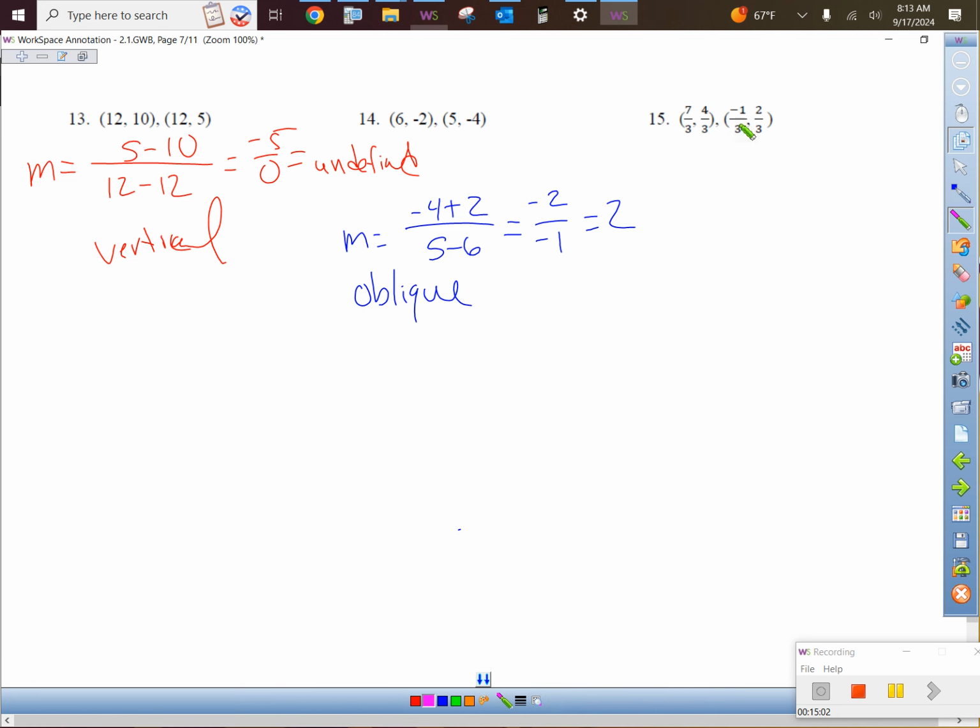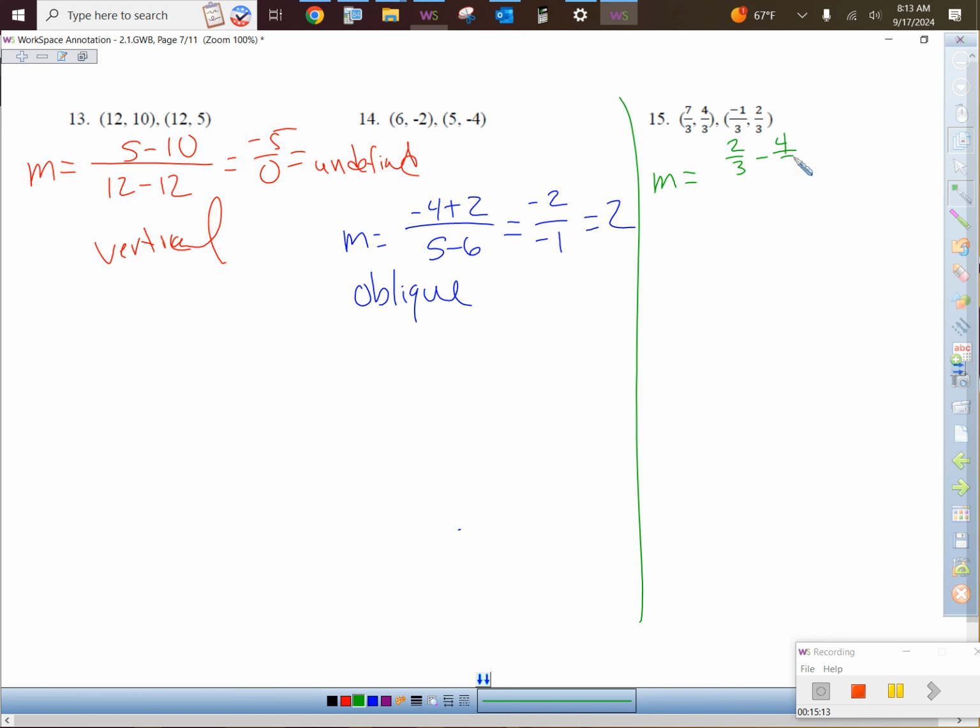And what's awesome, though, is they all have a common denominator. So let's deal with them. We're smart. We can handle it. Let's do m equals y2 minus y1, that goes upstairs, over x2 minus x1. Same setup, just taking it to the next level.